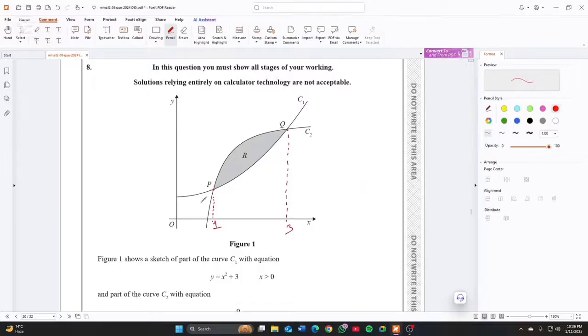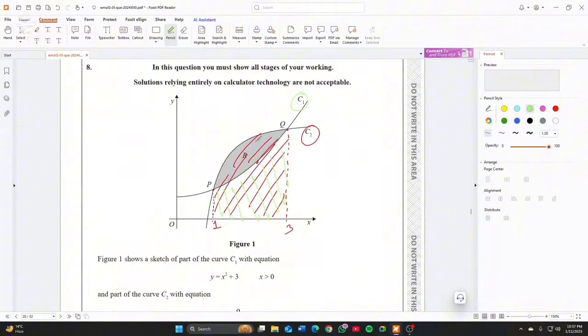So we can find the value of R by just integrating. If we integrate the curve C2 from 1 to 3, we will get the area under this curve, this whole area. But again, if we integrate the curve C1 for the same limit of 1 to 3, we will find the area under the curve of C1, which means this area.